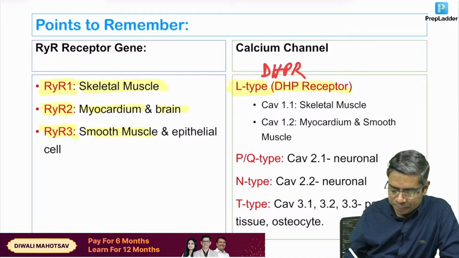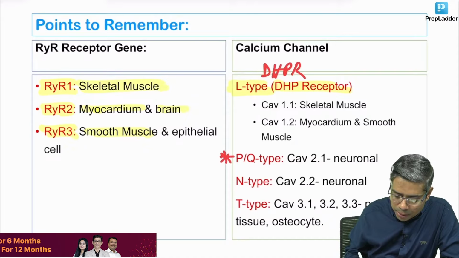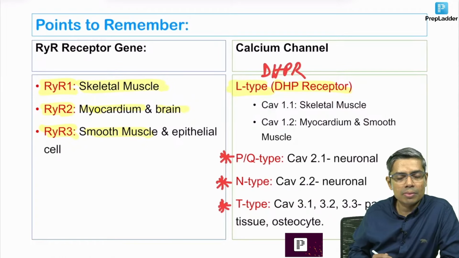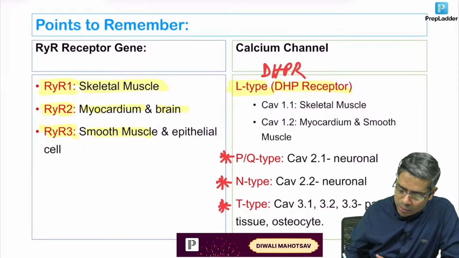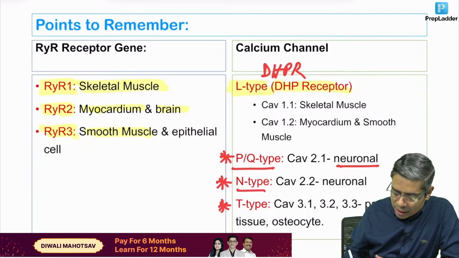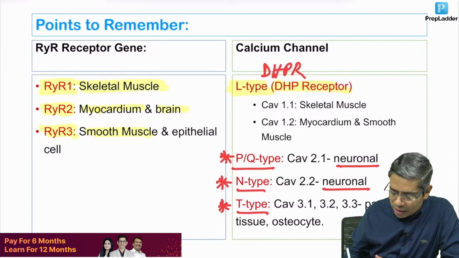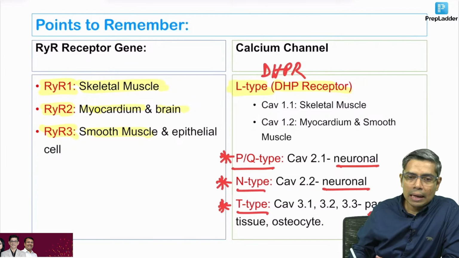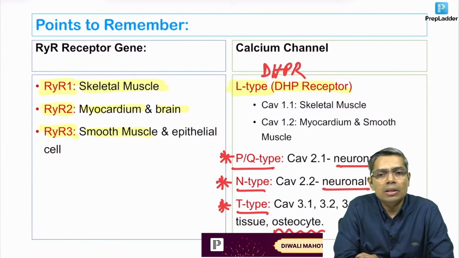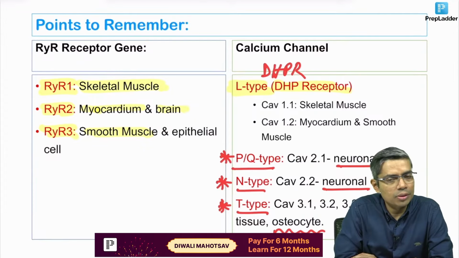That's why it is long type. But you all know that the P/Q type of calcium channel is also there, the N type calcium channel, the T type calcium channel. All of these kinds of channels are there. If you want to remember, the P/Q type of channel is mainly neuronal. The N type of channel is also neuronal, and the T type of channel is mainly present in the pacemaker tissue and the osteocyte. Okay, so this information is crucial for INI-CET. That's why you try to remember.